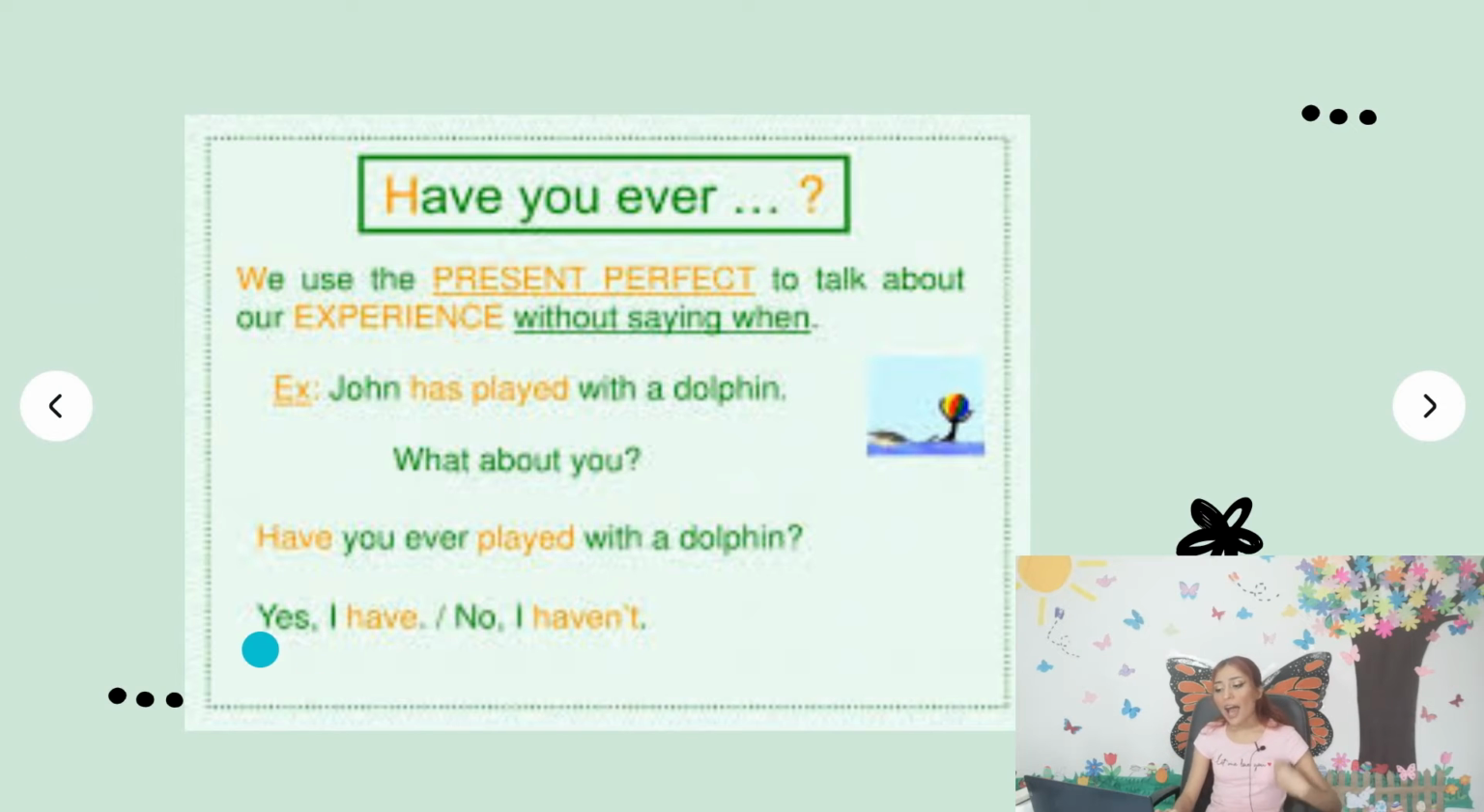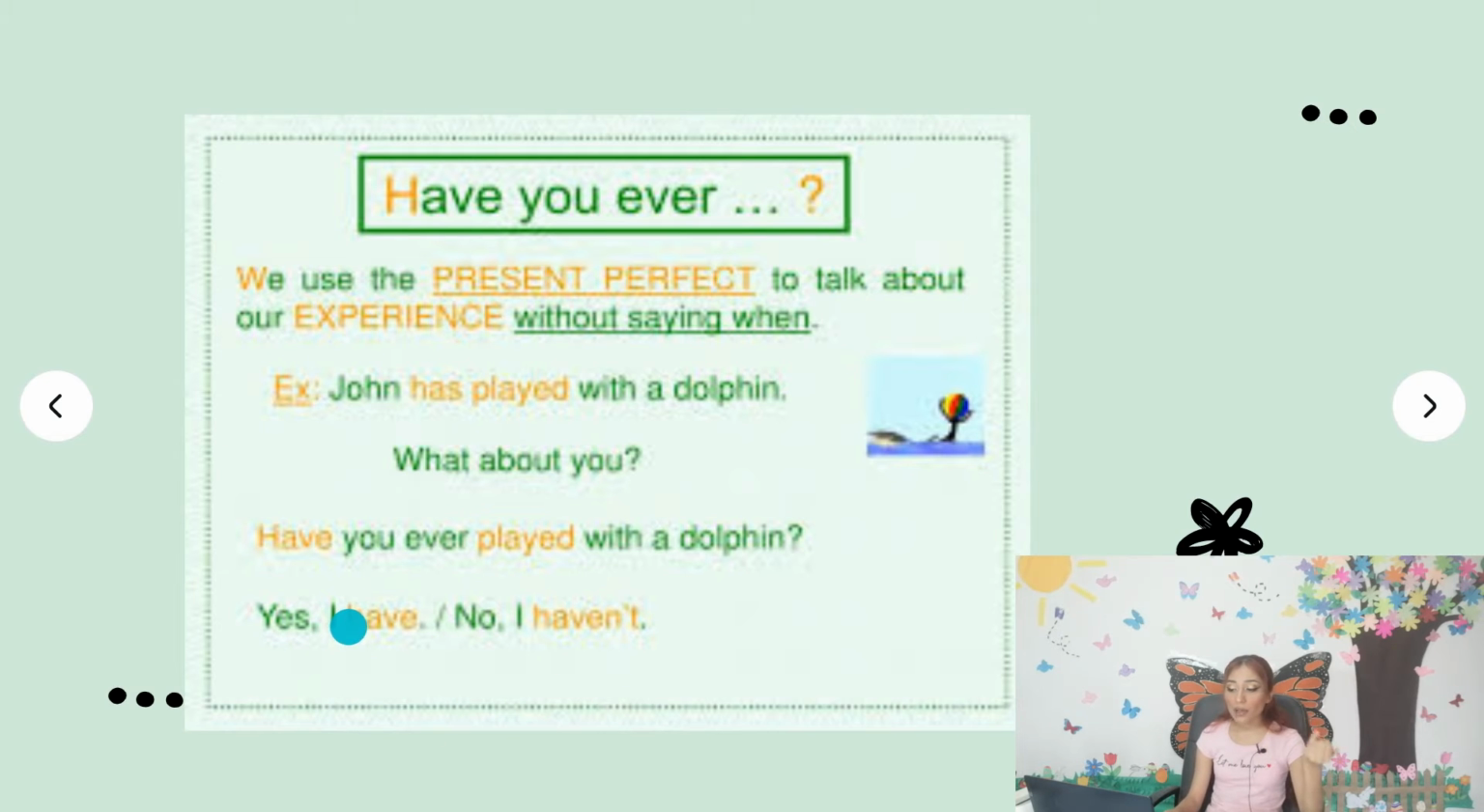What about you? Have you ever played with a dolphin? Have you ever played with a dolphin? You can say, yes, I have. No, I haven't. So pay attention to the structure because, for example, the questions always need to start with have. Have, okay? Have you ever played? And this verb is in past participle. It is not past simple, it's past participle. Have, subject, you, and the word ever always is going to be there, that word ever. With a dolphin? Yes, I have, no, I haven't.